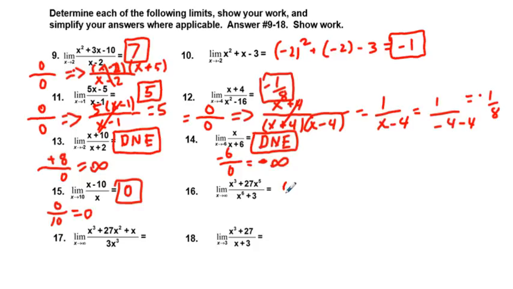So our answer to this one is going to be 0. So this means that the horizontal asymptote for this function is going to be y equals 0.